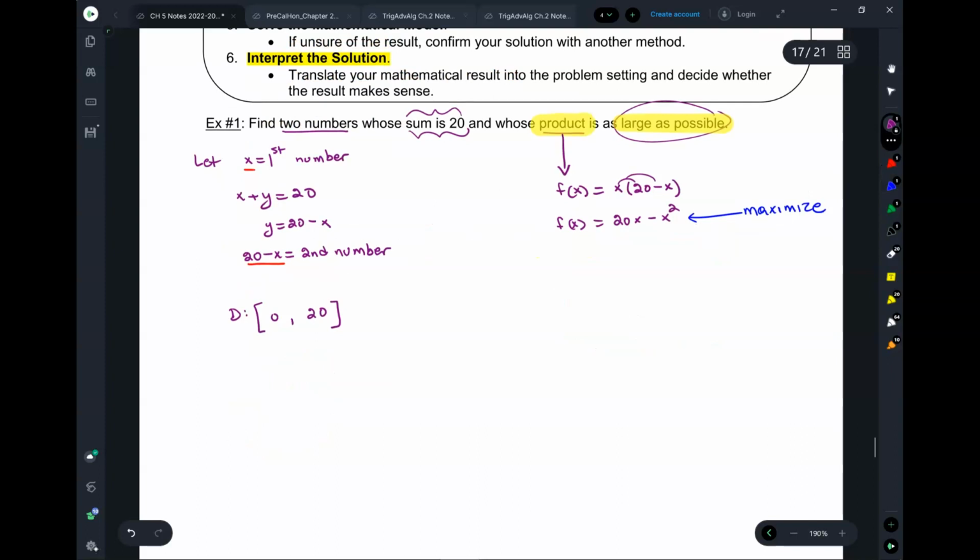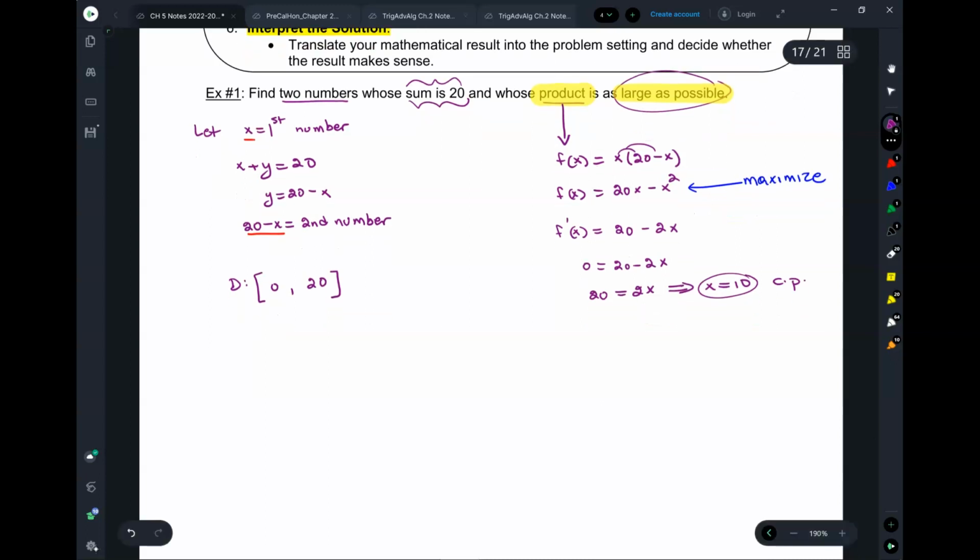To find a maximum, we take a derivative. So f prime of x is 20 minus 2x. Set this equal to 0. So x is 10. That is my critical point. Okay? Now, if you don't believe me that that's going to produce a maximum, let's try it out. Let's put this on a number line. We have a closed domain from 0 to 20, and 10 is here.